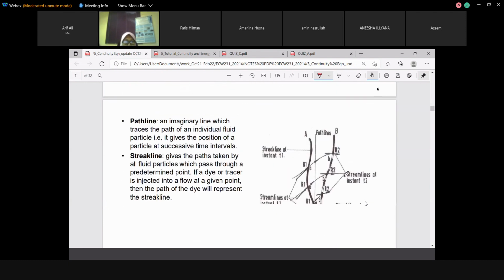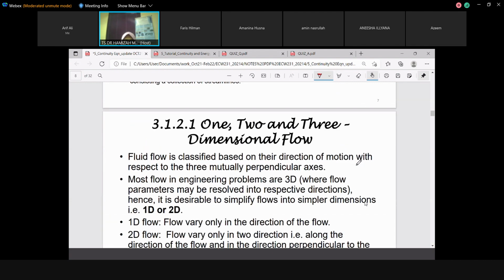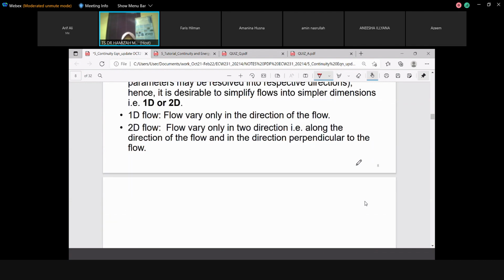Okay, so you can go through again this one. What is the difference between path line, straight line, streamline, and also the stream tube. Or later if you have time, saya tunjuk video on this one. Okay, and then this one you also can go through.